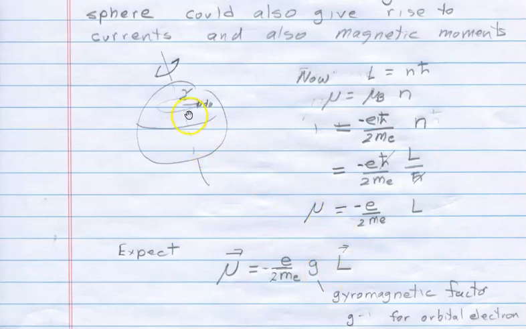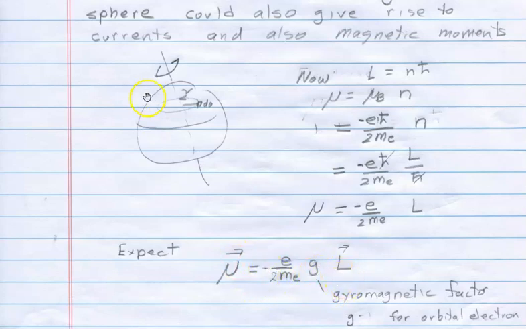But what Goudsmit and Uhlenbeck said, well, you can think of this as a lot of little pieces of charge that are rotating, and so each one of these forms a current loop like this, and then we'd have to integrate that and add them all up. But dimensionally, it has to give us this factor, and the L vector, and the minus sign I've introduced here for the negative charge on the electron.